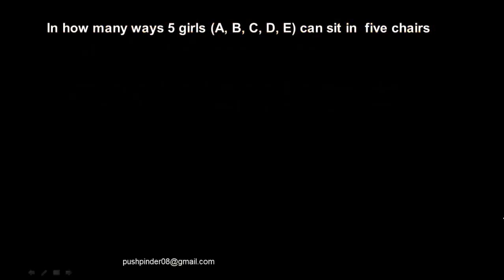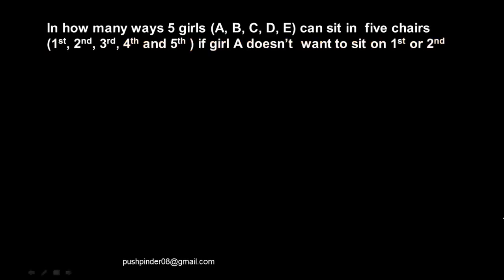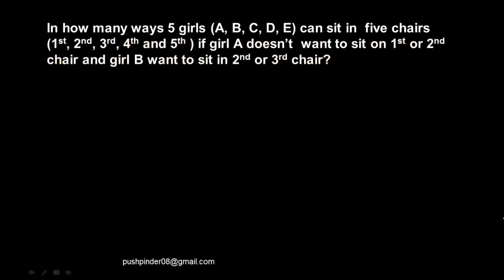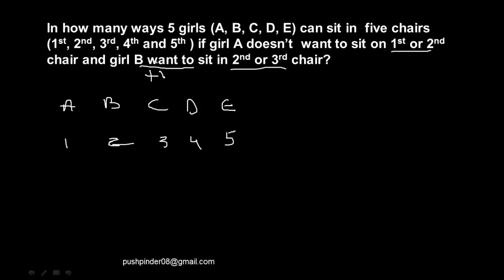Okay, now let's see this question. Same kind of question. 5 girls want to sit on 5 chairs. Girl A does not want to sit on first or second. Girl B wants to sit on second and third chair. Now if you see over here, the conditions are pretty much colliding, right? So these are the 5 girls: A, B, C, D, E, and these are the 5 chairs: 1, 2, 3, 4, and 5. Now what do you do in such kind of questions? You make cases. You calculate the different cases for the positive one. Okay, now make B sit on the second chair.